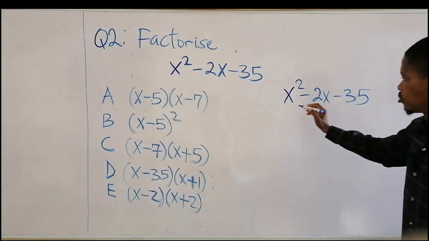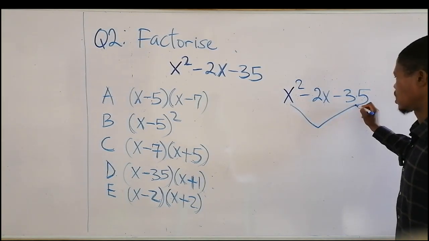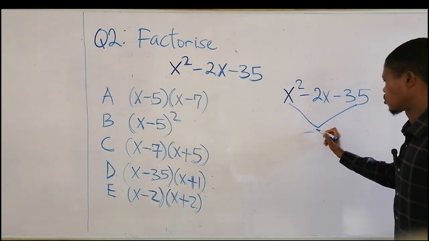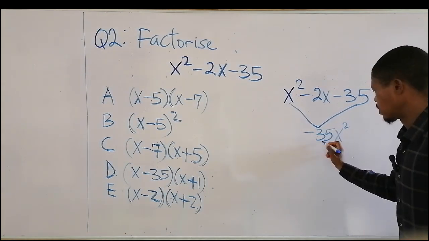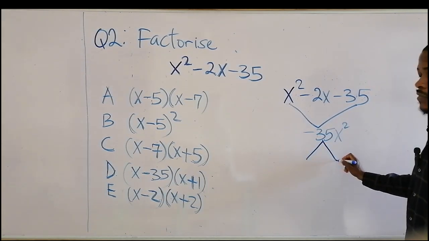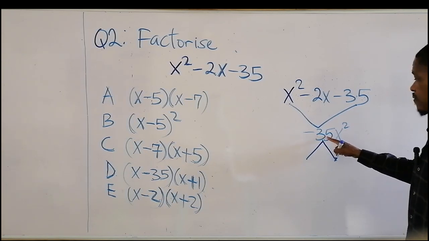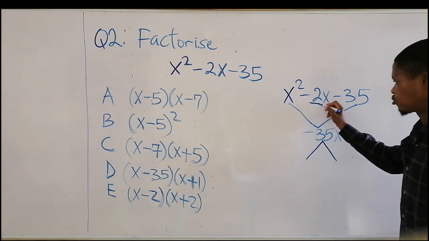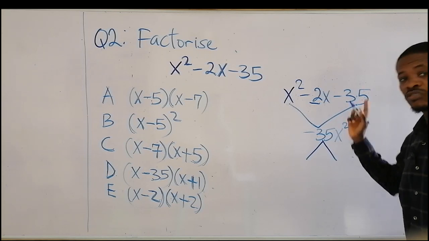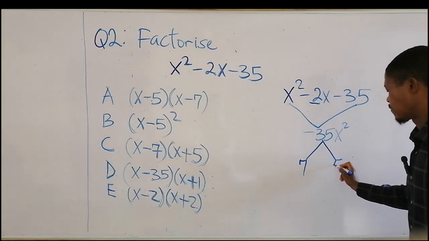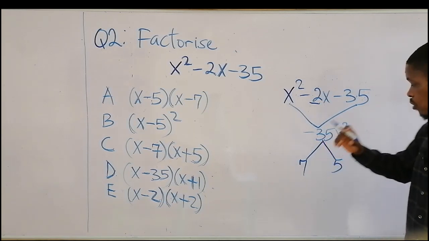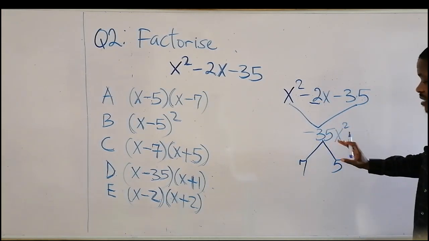The first thing you do is to multiply this one with the constant. This one times this one, that's minus 35x squared. The next thing to do now is to look for 2 factors of this 35 which can give you minus 2, either by adding or by subtracting. And the factors of 35 are 7 and 5, 35 and 1, but what is applicable for this one is 7 and 5.